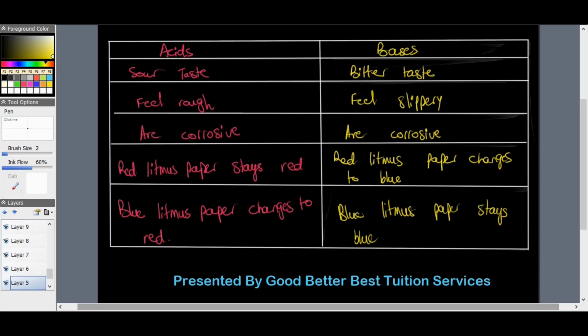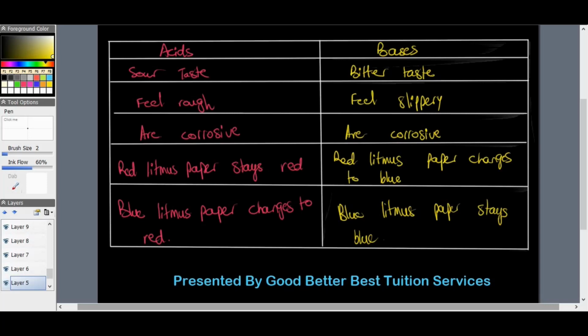Of course you test both. If you dip your red litmus paper in a substance and it stays red, that means it's an acid, but to check, if you have blue litmus paper around, dip your blue in there, and if it changes to red, then you've confirmed that it is an acid. And the opposite is also true for your bases.